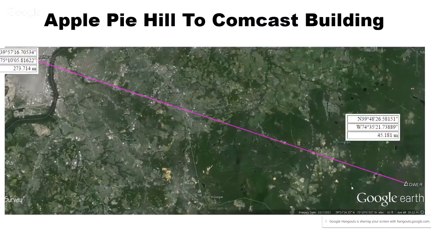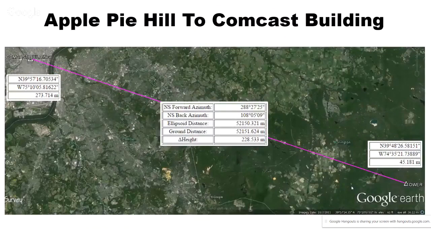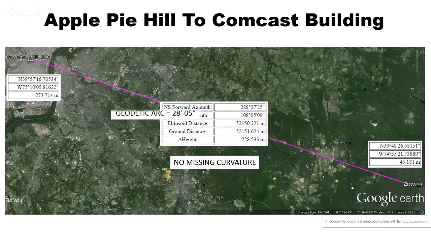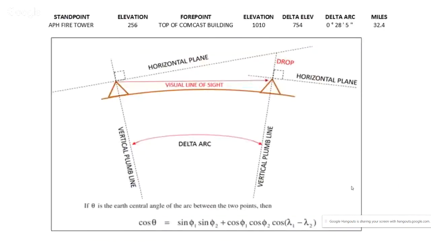There it is in Google Earth. So just flying through this here, we do have curvature. It's not missing. It happens to be 28 minutes and 5 seconds. Again, you're not going to see that. You're not going to look out there and see 28 minutes of tilt in a building. It's just not possible.